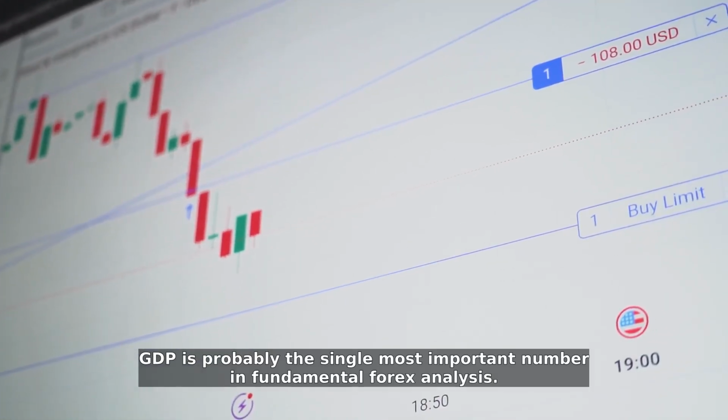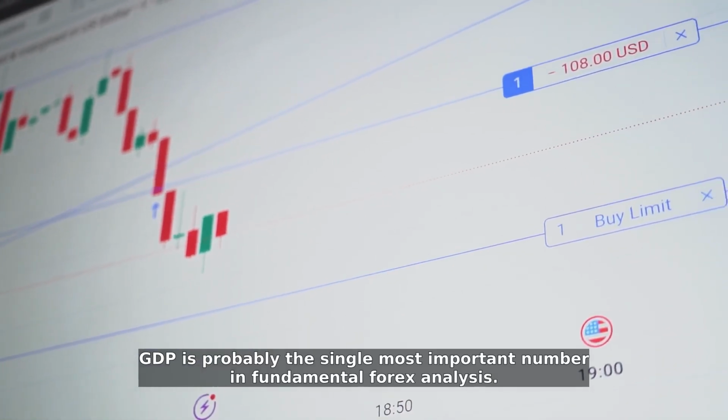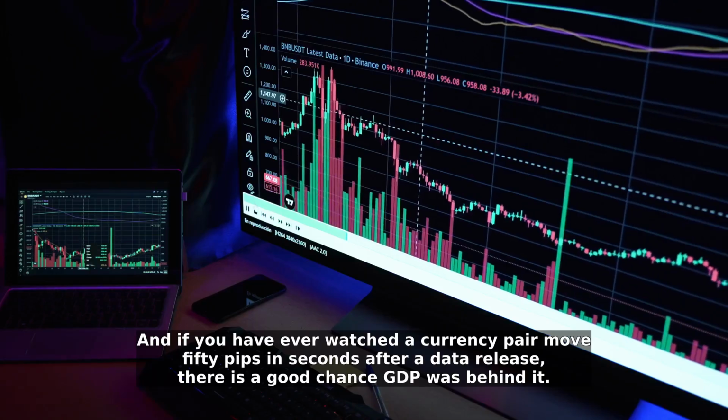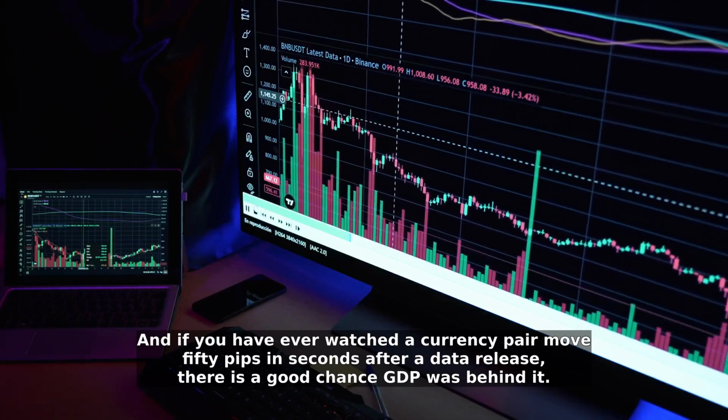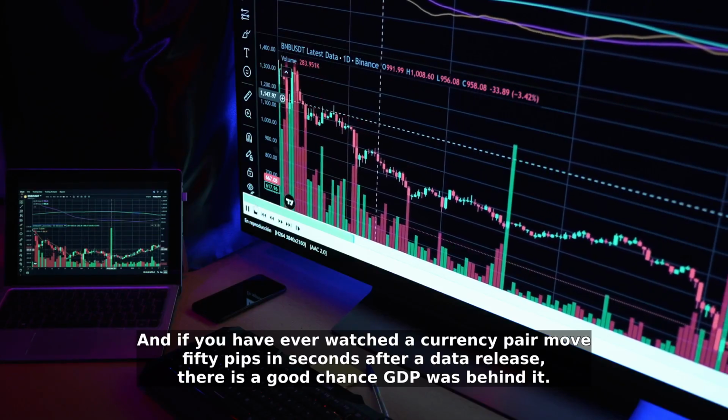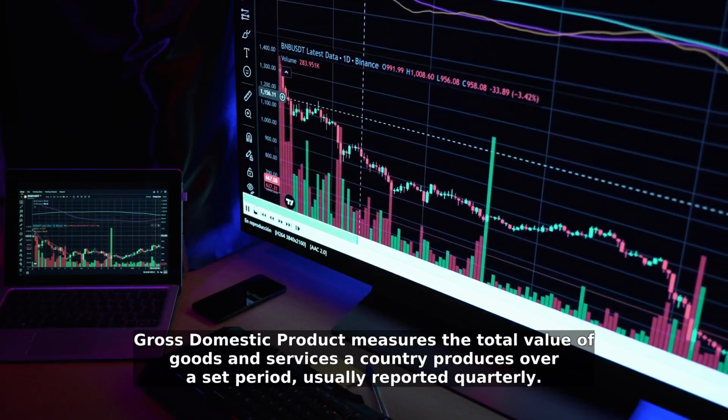GDP is probably the single most important number in fundamental Forex analysis. And if you have ever watched a currency pair move 50 pips in seconds after a data release, there is a good chance GDP was behind it.